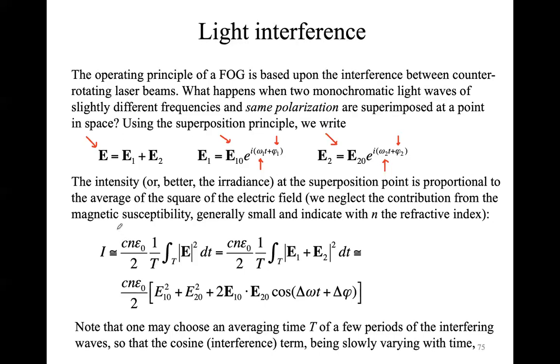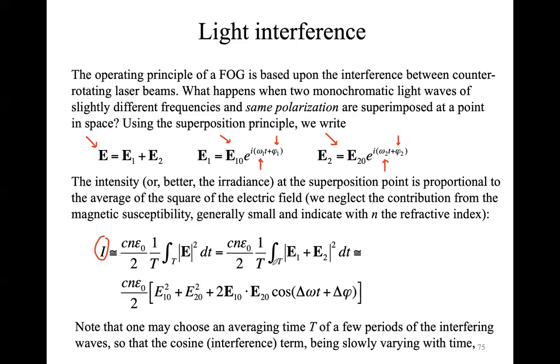So the intensity, the irradiance, is given by the integral over a time span that could be, for example, a few periods of the interfering waves. So don't be scared about this formulation. This is a general representation of the intensity of two waves that are going to interfere at the detector. So what you have at the end, this intensity can be written.